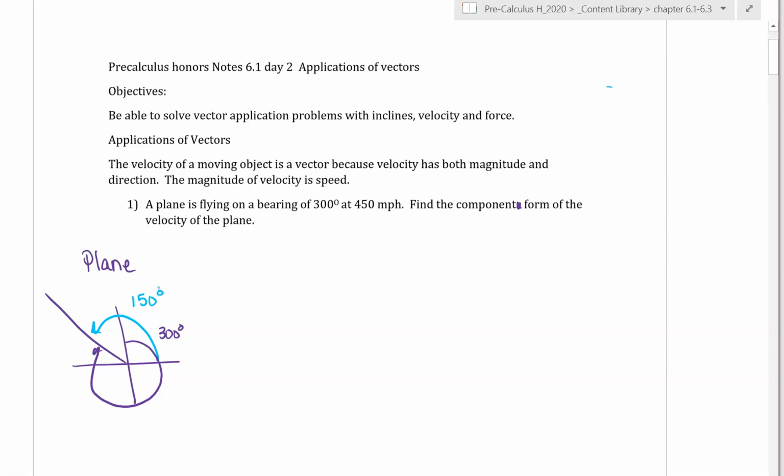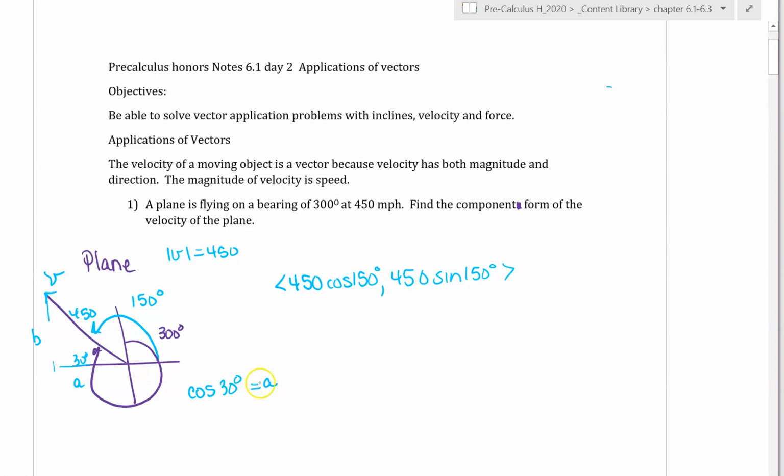So we talked about how to describe the vector v in component form. We could say 450 cosine 150 and 450 sine 150. And remember we talked about how I like to use the angle in standard position. If you wanted to use 30 degrees and describe A and B, again, the magnitude of v is the velocity.